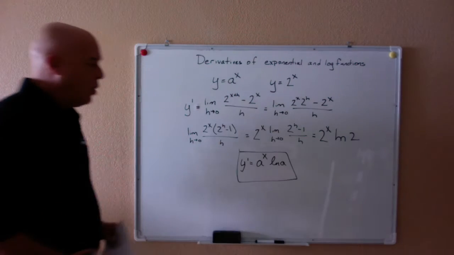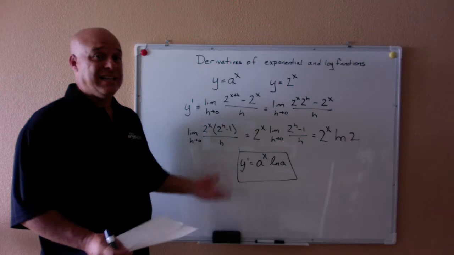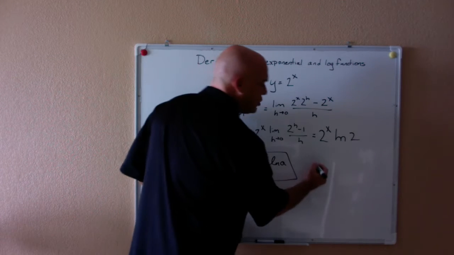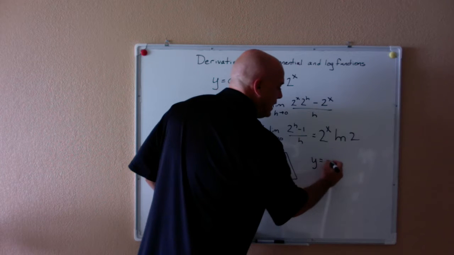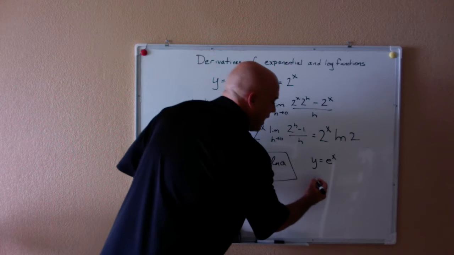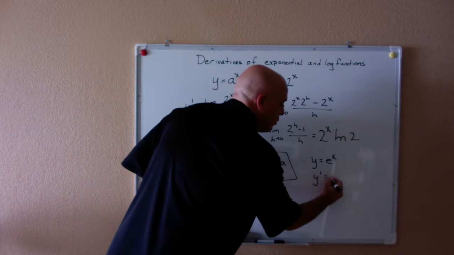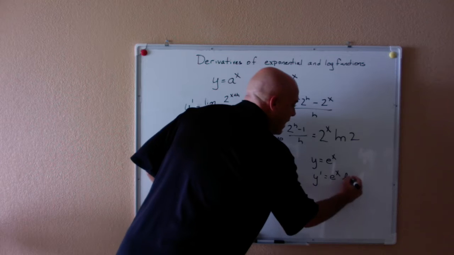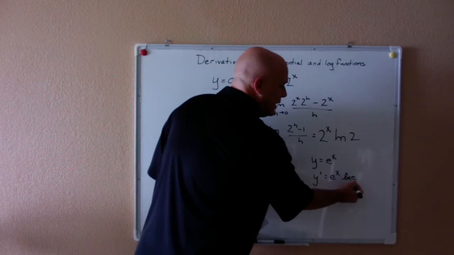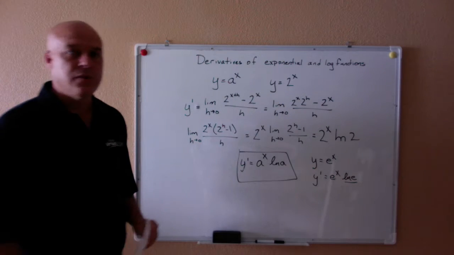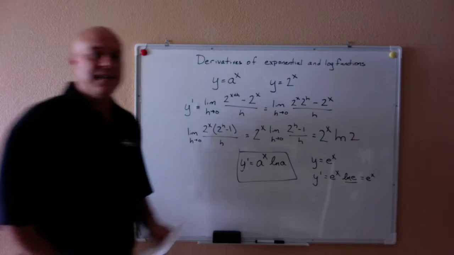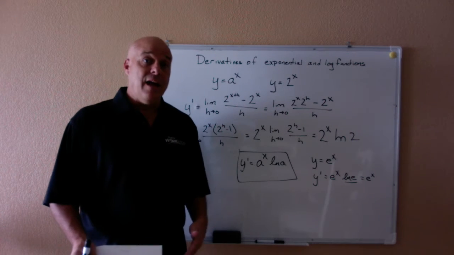Now, what I want to note here, like I said, is that we use e to the x quite a bit. That's the one that you're going to see most often here. So if our function is y equals e to the x, then according to my derivative rule here, y prime is equal to e to the x times the natural log of e. But the thing that's interesting about that is that the natural log of e is actually equal to 1. And so this just turns out to be e to the x times 1, or just e to the x. So the derivative of e to the x is e to the x.